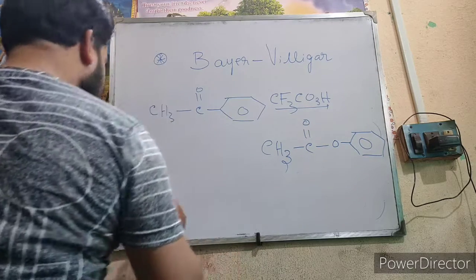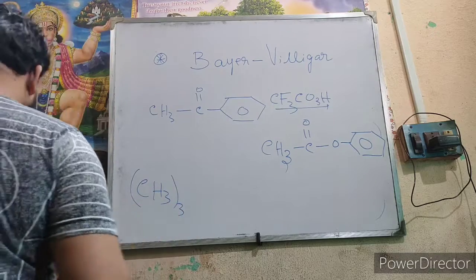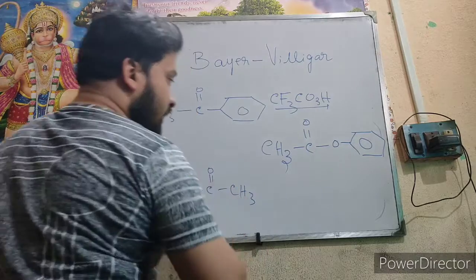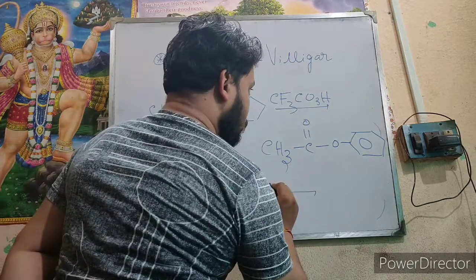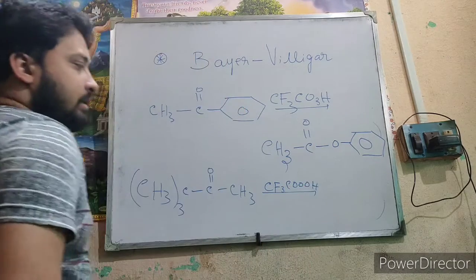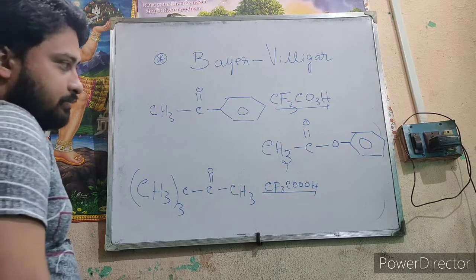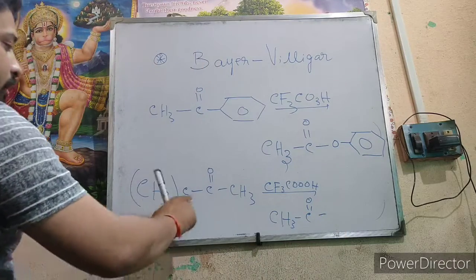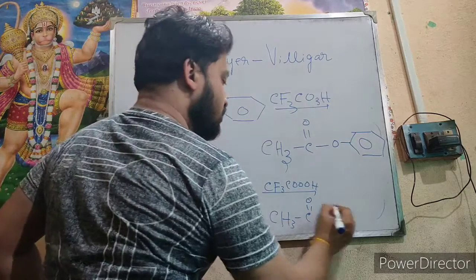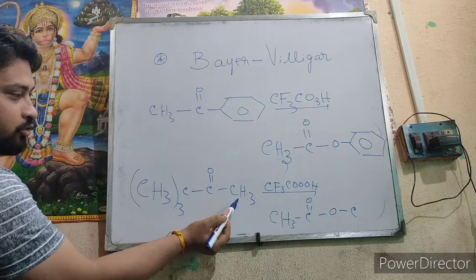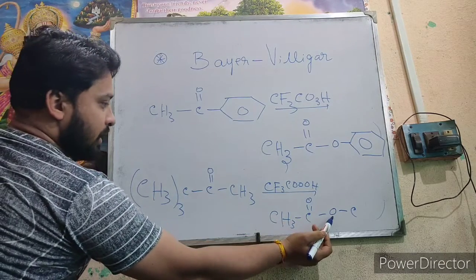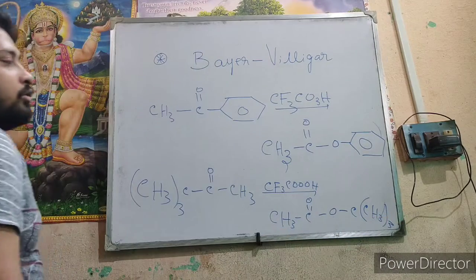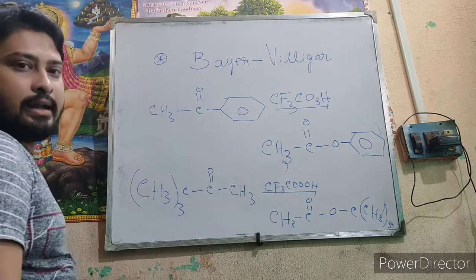Okay, now take more examples. If you are given CH3 whole 3 C double bond O, and you use CF3CO3H, what will be the product? The product is CH3 C double bond O, then you should add O to this bulky group C. So CH3CO, then another O, this is the Baeyer-Villiger product, then C CH3 whole 3. Those reactions are Baeyer-Villiger reactions.